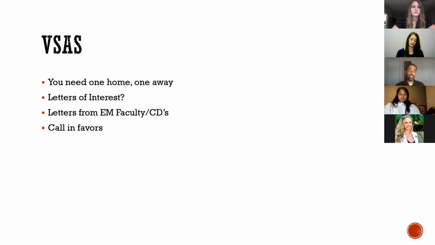If you have somebody to send a letter on your behalf, don't send it to 5 programs, because you're going to dilute the system. But if there's somewhere you really want to go, have someone you know email the placement director on your behalf. That can be helpful.